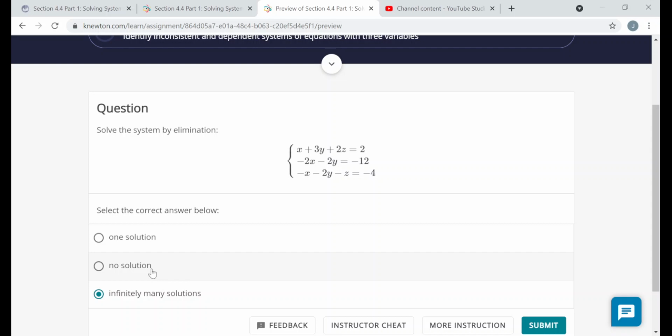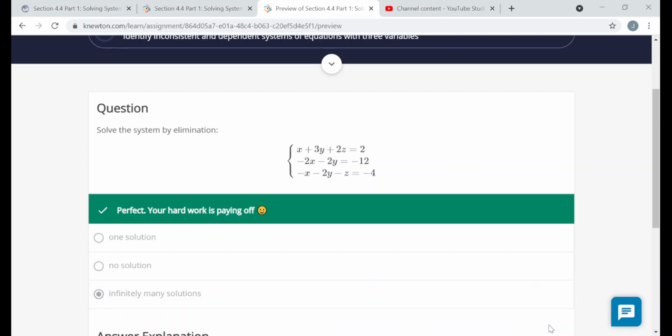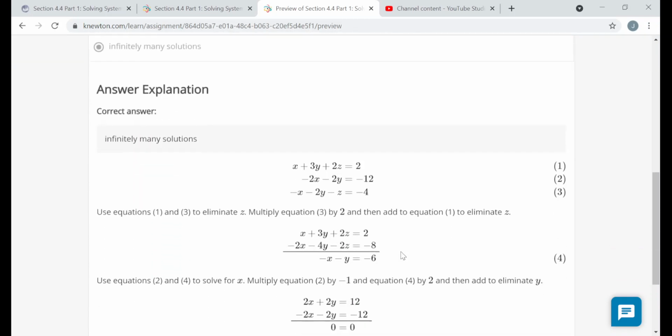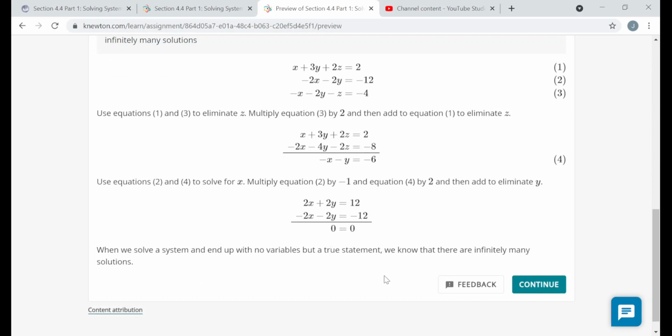Now, you'll have no solution if you end up with a statement like 0 equals 1, right? So, where all the variables are gone, but the statement you're looking at is clearly false, right? 0 equals 1, 1 equals 2, 3 equals 5. And then if you have one solution, well, that'll be just like the first example, where you'll actually find a value of x, a value of y, a value of z that satisfy all three equations. Okay. So again, please read through the answer explanations. Cool. All right, next question.